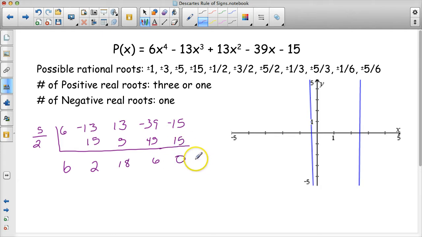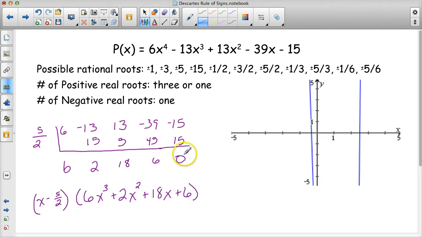That's a remainder. That tells us then that 5/2 is definitely one of the factors of our polynomial. So if 5/2 is a factor, then 5/2 is one of our zeros. So if 5/2 is a 0, that means the factor would be x minus 5/2. Well, now we found one of the factors, and we now know another factor, and that would be 6x cubed plus 2x squared plus 18x plus 6. Remember, the zeros are remainder.